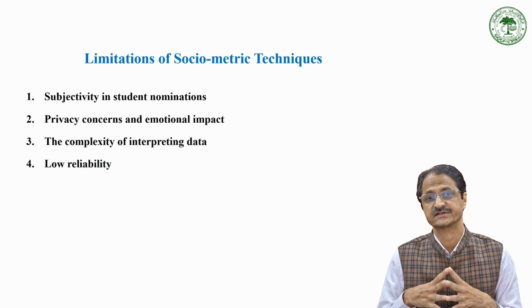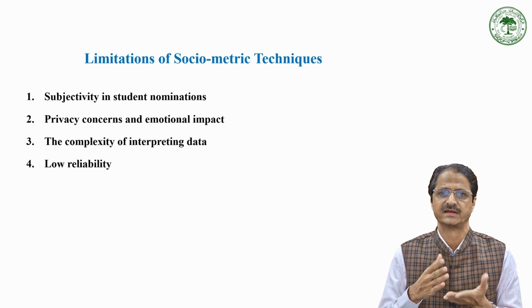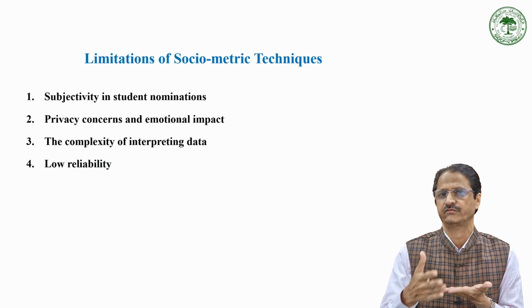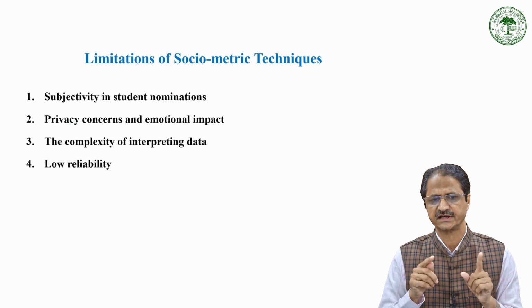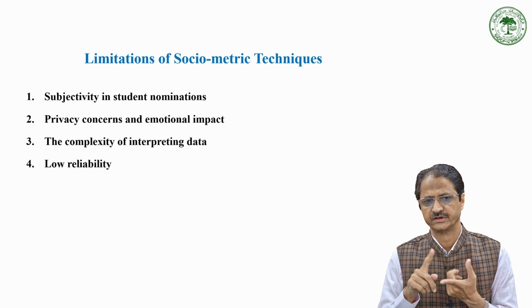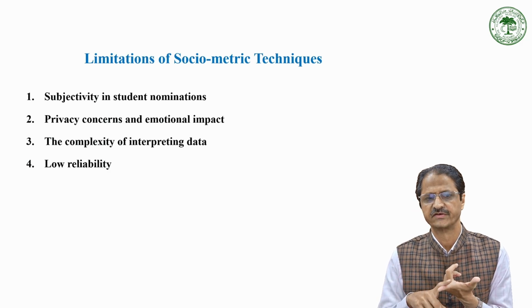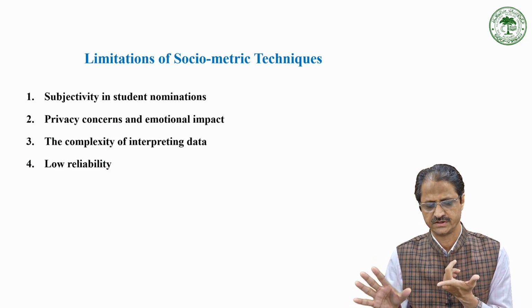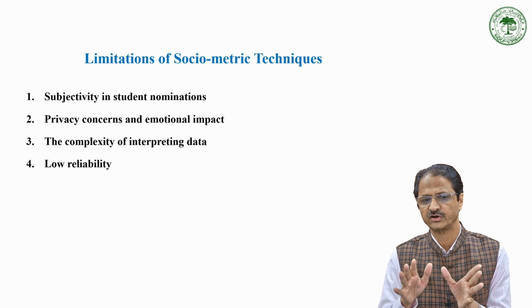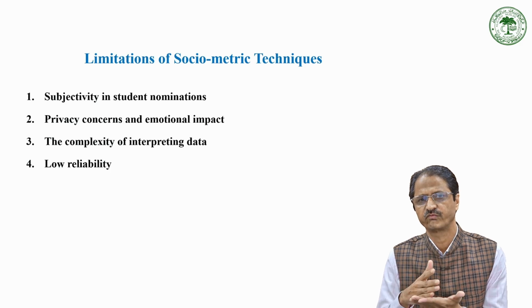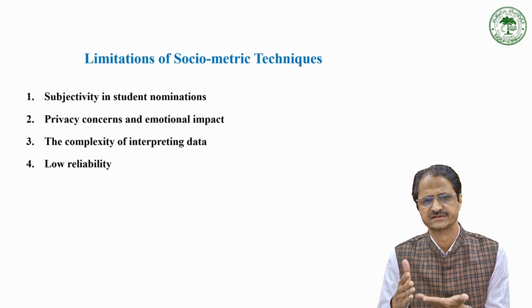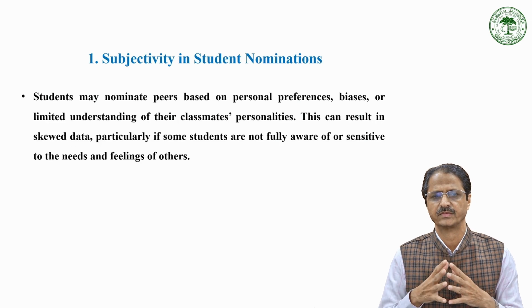every test has its positives and its limitations. If we know the limitations, then we will be able to work on them so that we are able to get reliable data from that test or inventory or technique. Subjectivity in students' nomination is the first one. I will explain it. Privacy concern and emotional impact is another, and the complexity of interpreting data and low reliability. These are the four major limitations which I will discuss before you, and let us take them one by one.